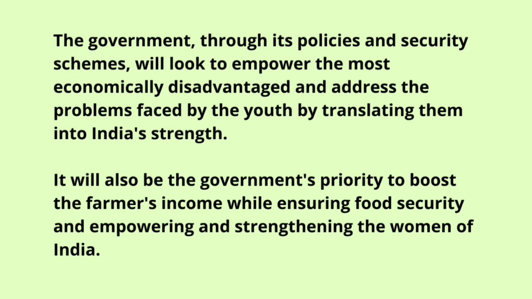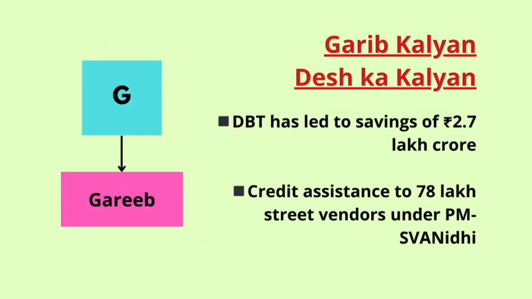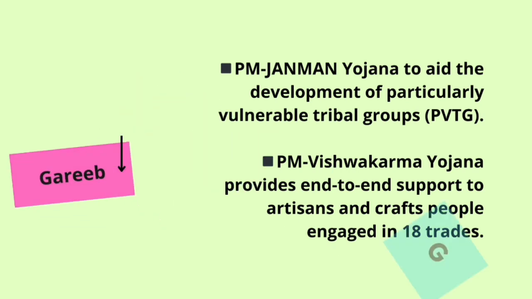It will also be the government's priority to boost the farmers' income while ensuring food security and strengthening the women of India. Garib Kalyan, Desh Ka Kalyan. DBT has led to savings of rupees 2.7 lakh crores. Credit assistance to 78 lakh street vendors under PM SVANidhi. PM JANMAN Yojana to aid the development of particularly vulnerable tribal groups. PM Vishwakarma Yojana provides end-to-end support to artisans and craftspeople engaged in 18 trades.